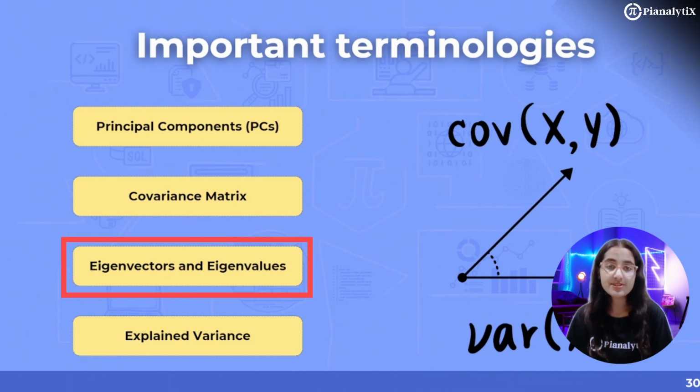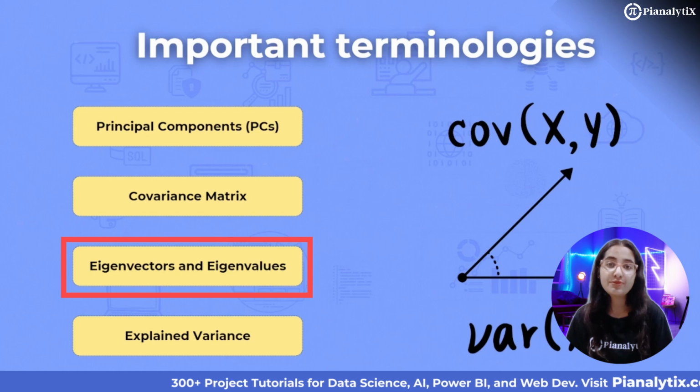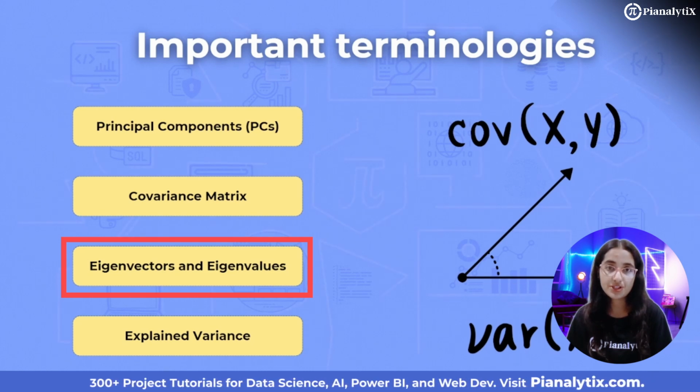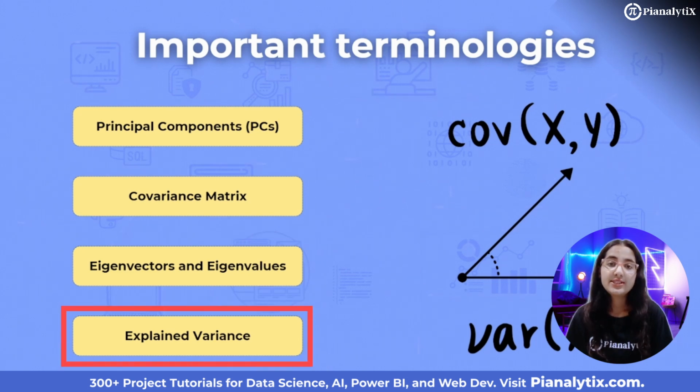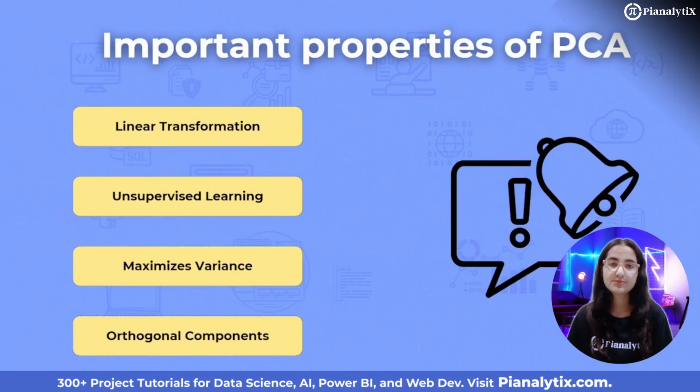Third, eigenvectors and eigenvalues. These come from the covariance matrix and help identify the directions of maximum variance, that is eigenvector, and the amount of variance in those directions, that is eigenvalue. Fourth, explained variance. This tells you how much of the total variance is captured by each principal component.